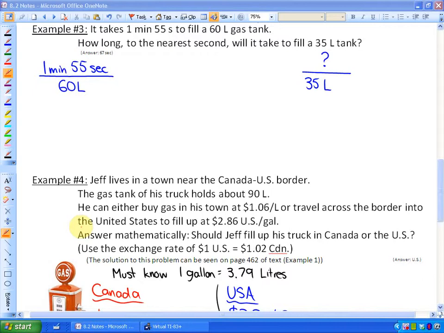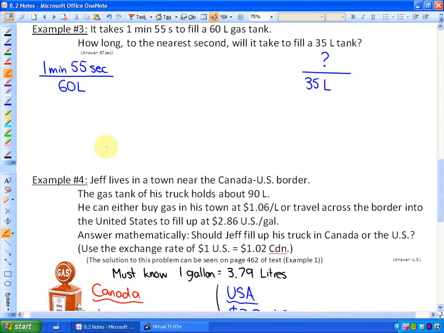First problem says this: it takes 1 minute and 55 seconds to fill a 60-liter gas tank. How long to the nearest second will it take to fill a 35-liter tank? Now, we know that it's just over half the amount of time. So one method that you might want to look at is estimating to see if your answer is reasonable.